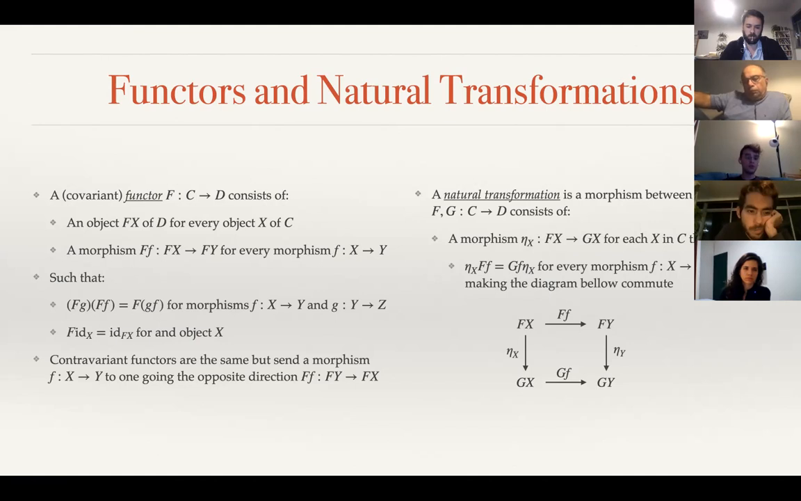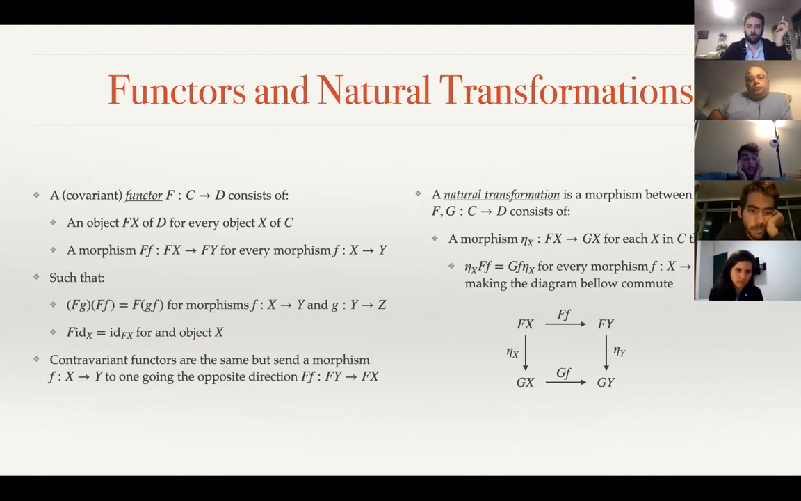We also send the morphisms. Each morphism from an object X to an object Y in the category C corresponds to a morphism F of X to F of Y, such that there are two conditions. One is that it respects composition. So the composition goes in, as we see: F of g composed with F of f is going to be F of g f.